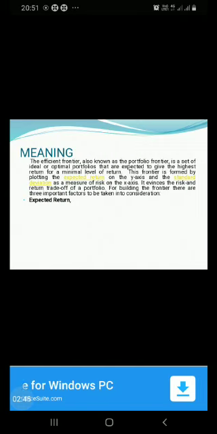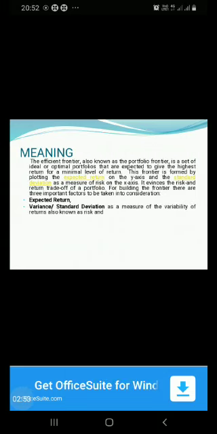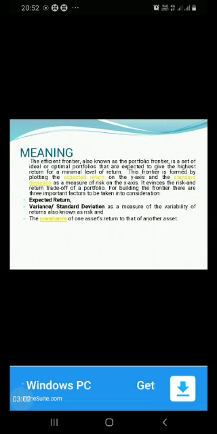For building the frontier, there are three important factors to be taken into consideration. The first one, expected return. Variance, standard deviation as a measure of the variability of return, known as risk. The covariance of one asset's return to that of another asset. So these are the three important factors.